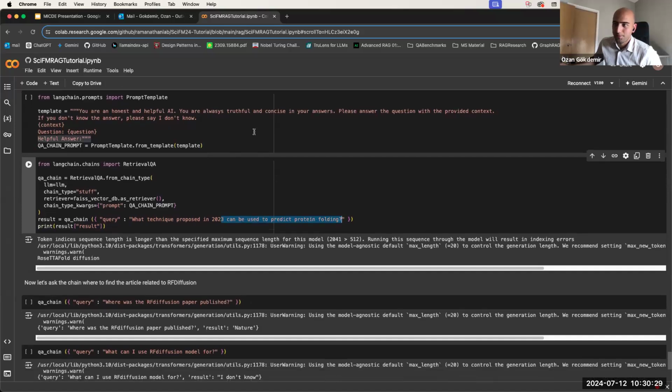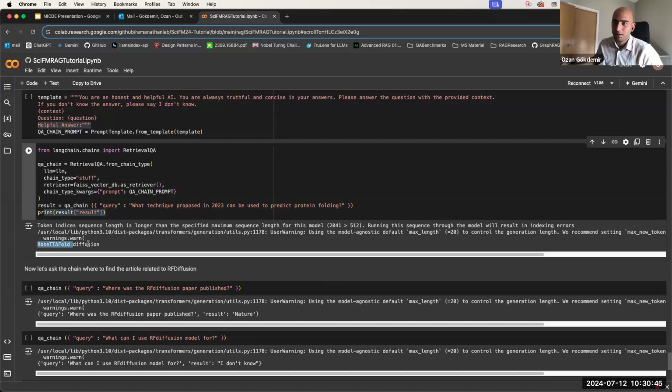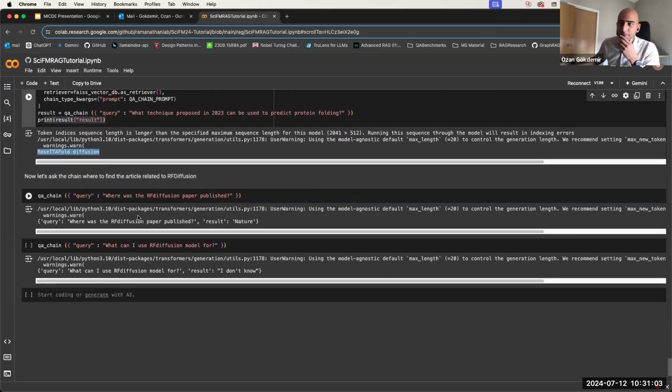PubMed BERT came recently after BERT was released, and that's around 2017. So definitely not 2023. So the model goes and says Rosetta fold diffusion, RF diffusion. So this is a piece of information that came from RAG, a new piece of information made available to the model without changing the underlying model at all. I mean, you didn't see any code where we were tinkering with the model itself, fine-tuning it or whatnot, right?